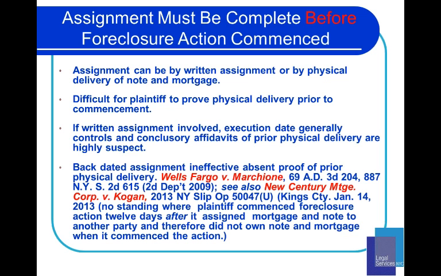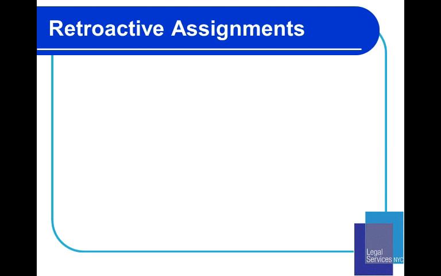If there's a written assignment, the execution date will generally control. Conclusory affidavits of prior physical delivery are highly suspect and can usually have holes poked in them. Backdated assignments are ineffective, absent proof of prior physical delivery. That was an issue that was litigated for a long time before it was definitively resolved, but that's very much done. It's been established by now.